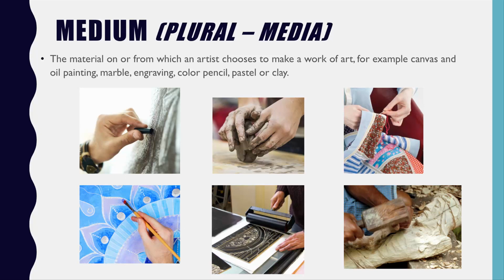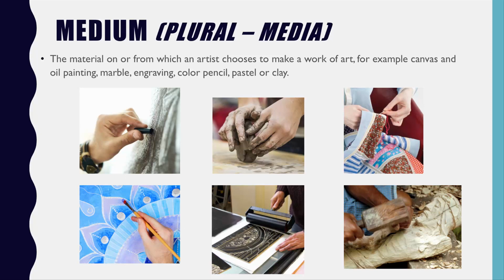And then the definition reads, the material on or from which an artist chooses to make a work of art. For example, canvas, oil painting, marble, engraving, color pencil, pastel, or clay. The images that you see, I hope to kind of reiterate that for you.